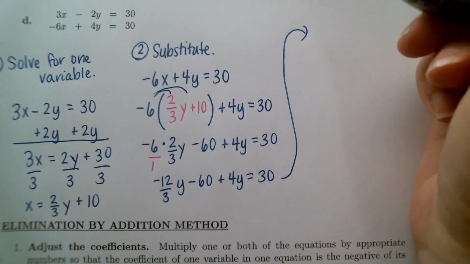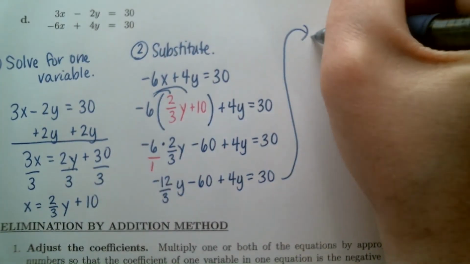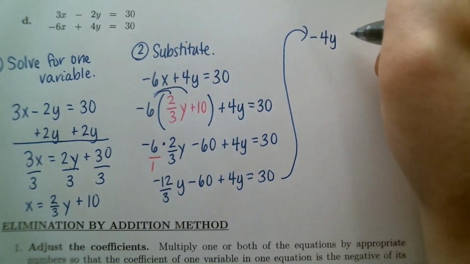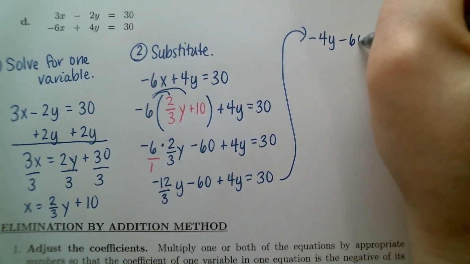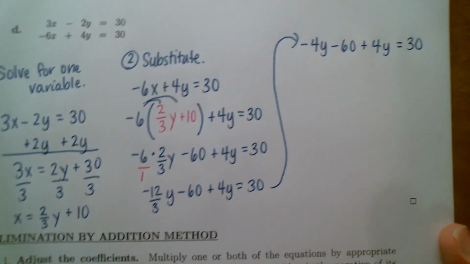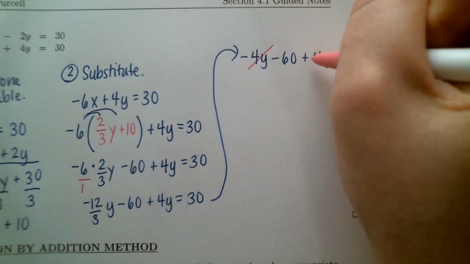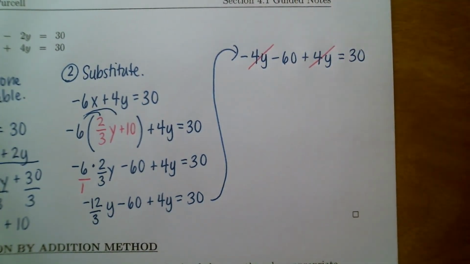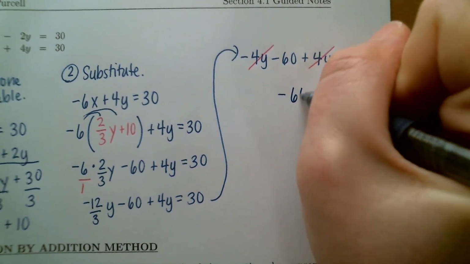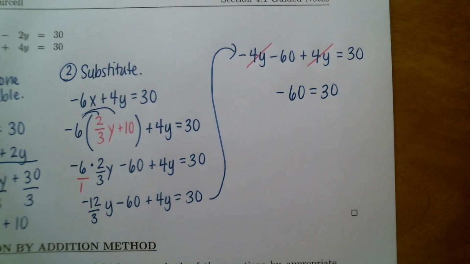Okay, and so if I come up here, -12 over 3 is -4 times y minus 60 plus 4y is equal to 30. Okay. On the left side, you have a -4y, which cancels with a positive 4y. You are left with the statement that -60 on the left is equal to positive 30 on the right. Okay. That is a false statement. Okay. -60 never equals 30.